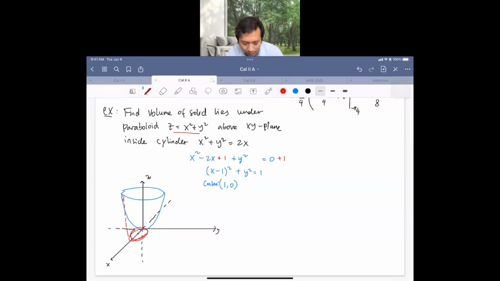So this will have a cylinder. It's really bad, my drawing, sorry. At least you can see that it is going to cut the paraboloid here. Let me just draw with a different color. So it's cutting here. If you see, it's projected through to the circle.